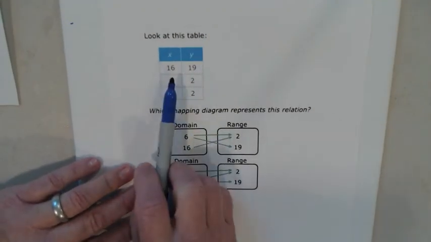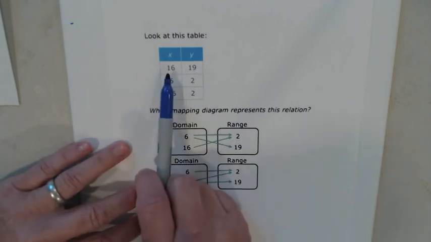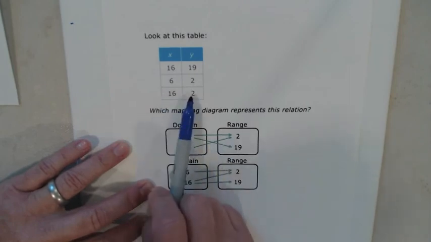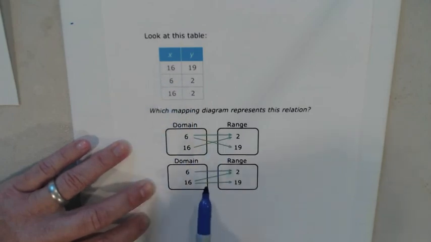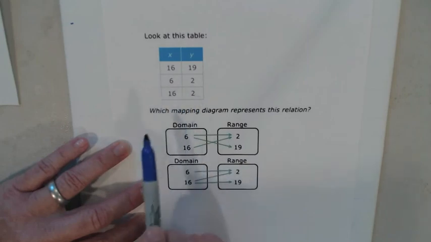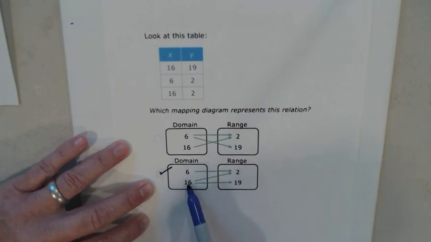Here is a table, and this down here is a mapping. So, according to the table, 16 goes with 19. So I need to go down here and look for where 16 goes with 19. Look, 16 goes with 19. This one has 16 going with 2. Wait a minute, 16 does go with 2. But not only does 16 go with 2, 16 has to go with 19. There should be 2 arrows coming out of 16, because 16 is connected to not only 19, but 16 should also be connected with 2. And this is the one that does that. 16 is connected with 2, and 16 is connected with 19.